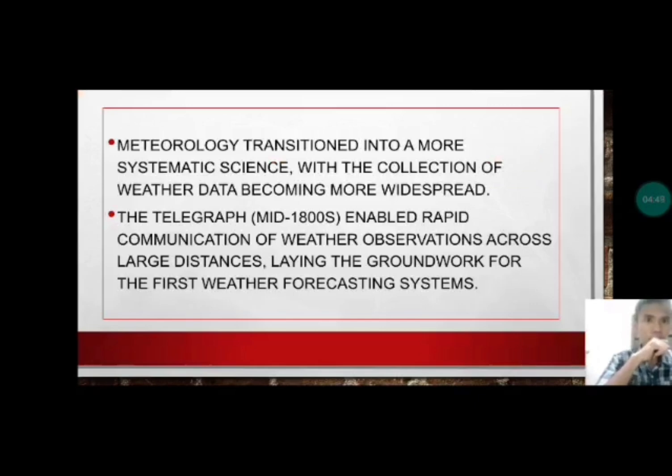18th and 19th century. Meteorology transitioned into a more systematic science, with the collection of weather data becoming more widespread. The telegraph in the mid-1800s enabled rapid communication of weather observations across large distances, laying the groundwork for the first weather forecasting systems.